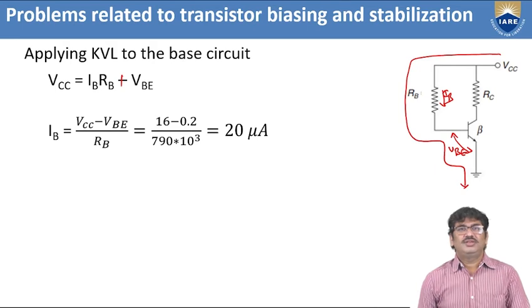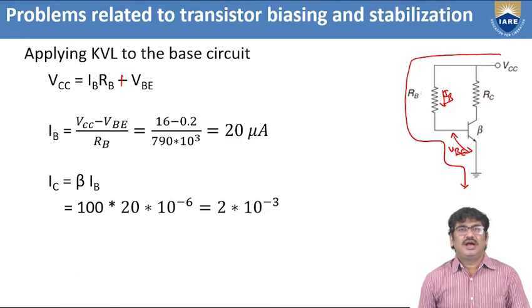Substituting the corresponding values, 16 minus 0.2 divided by 790 into 10 power 3, which will give us the base current as 20 microamperes. After estimating IB, then we need to estimate the collector current as IC is equivalent to beta times IB. Substituting beta as 100 and IB estimated as 20 microamperes, that is 20 into 10 power minus 6, which will lead to collector current is equivalent to 2 into 10 power minus 3, which is 2 milliamperes.